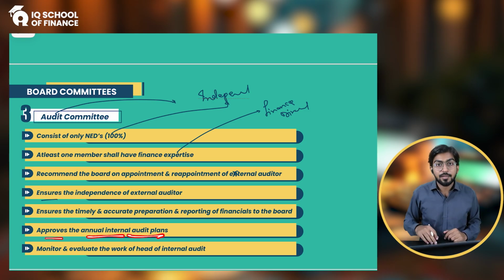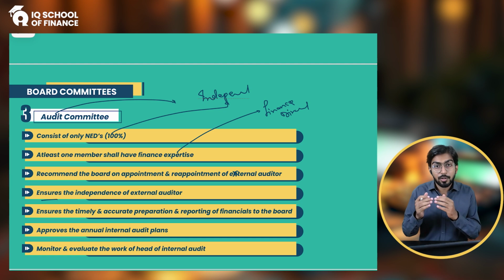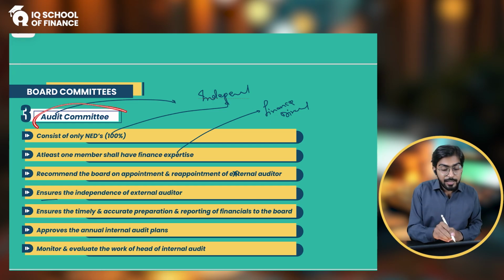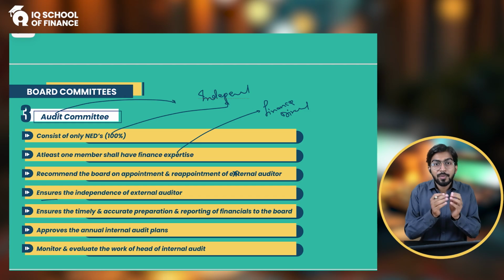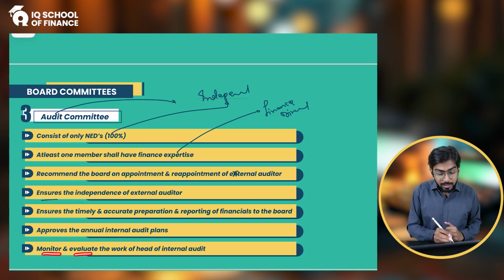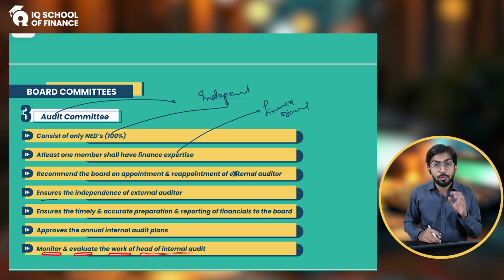Approve the annual internal audit plan. We will study this in the upcoming chapter where we cover internal audit and organizational control. The internal audit department has a boss, and who is the boss? It is the audit committee. They review, evaluate and then approve the internal audit plan for the year, that is, which areas are to be internally audited, like sales, purchase, production, procurement, treasury, PPE, CWIP, whatever the cycle is. They also evaluate the internal audit performance, so they monitor, review and appraise the performance of the head of internal audit.